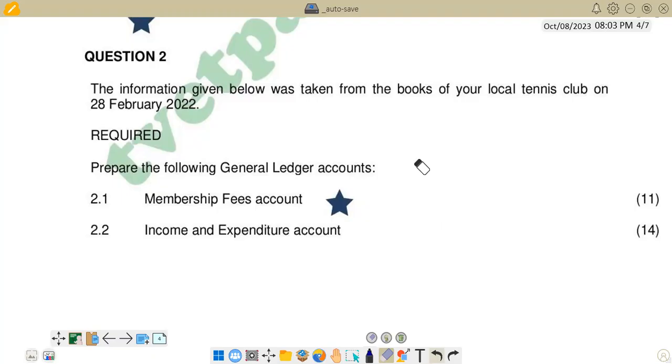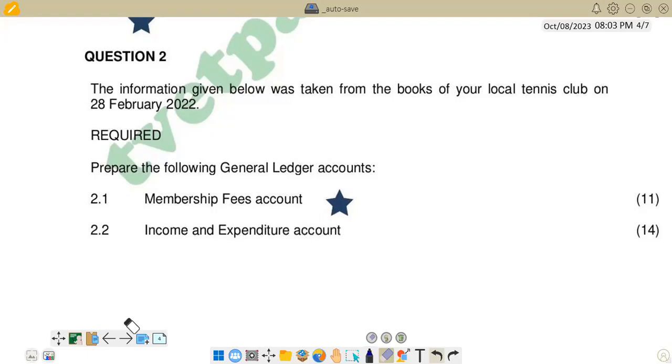Today we want to look at a question from June 2023. This is question 2 on June 2023, and it requires us to prepare a membership fees account and an income and expenditure account. The question reads, the information given below was taken from the books of your local tennis club on 20th February 2022. The required part says prepare the following general ledger accounts: 2.1 membership fees account, and 2.2 income and expenditure account.